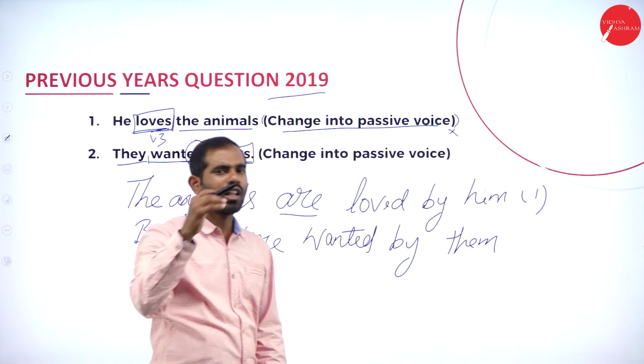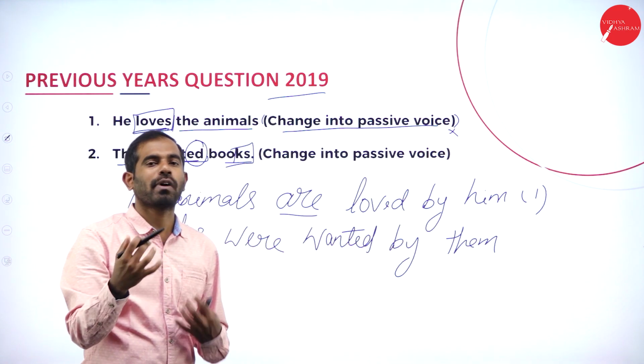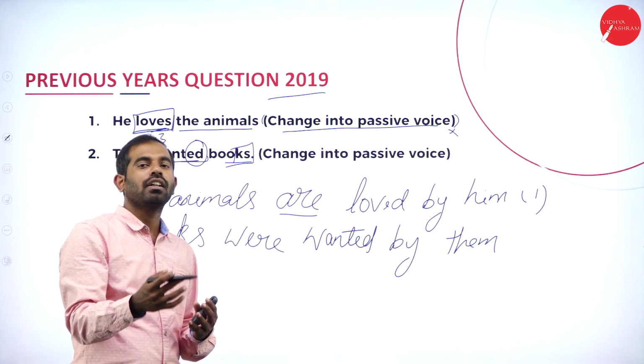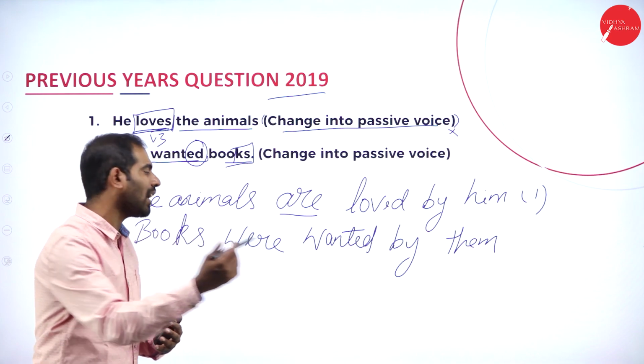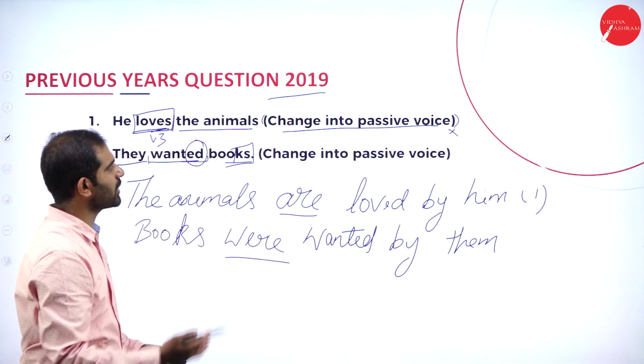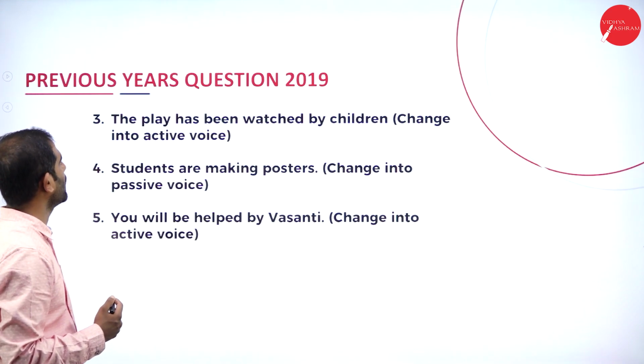Simple rule. Try to mug up how subject changes to object, and how tenses change and how to identify the auxiliary verbs. Very simple. 2 marks in your pocket. Let us move on with the third question.